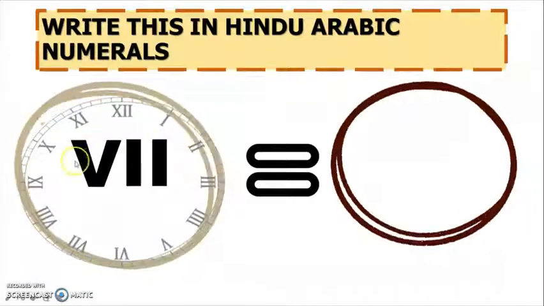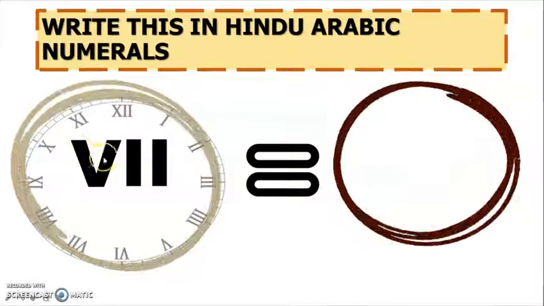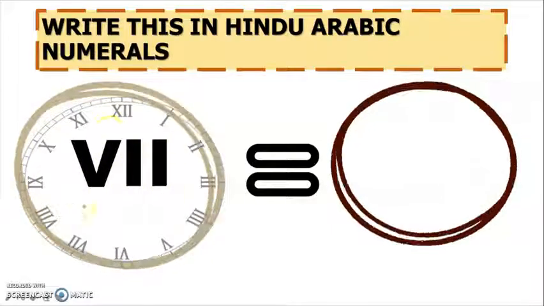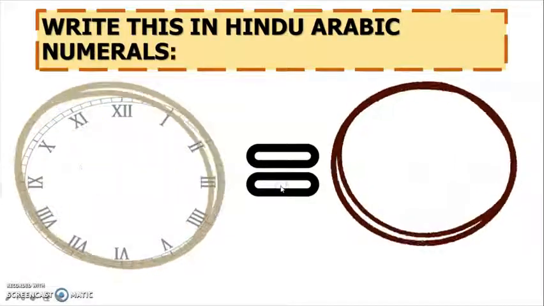VII. V is equivalent to 5, I is 1. So V is written first, which is larger than 1. So you have to simply add this. 5 plus 1 plus 1 equals 7.